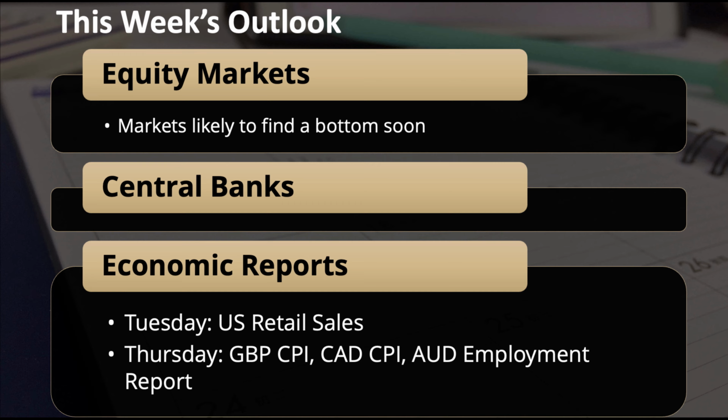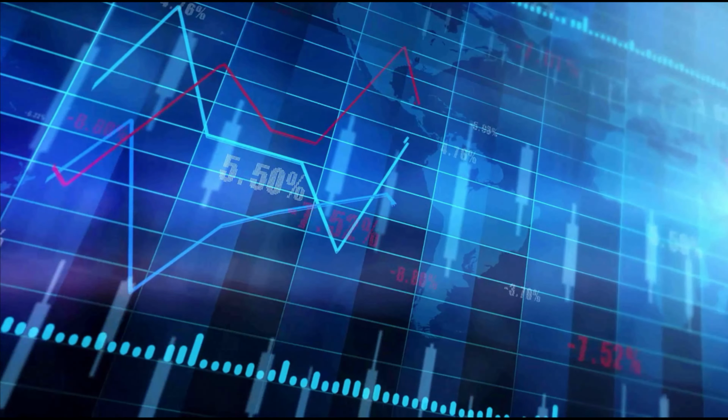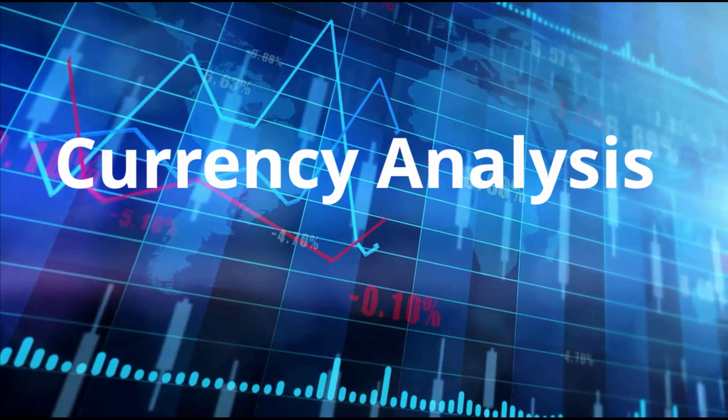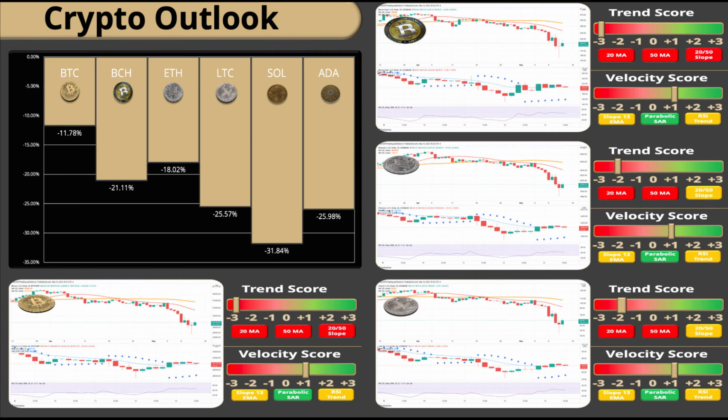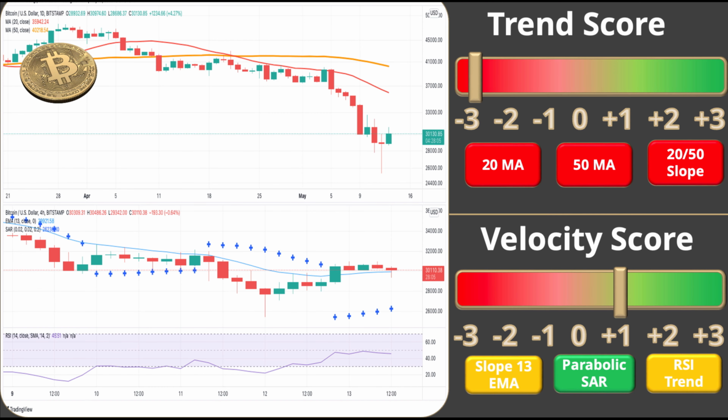So let's do a quick currency analysis and see where things are sitting right now, and then talk about some charts and look at some outlook for next week. Starting with the crypto outlook, you can see with the charts, nothing really looks good over here. As we look at the trend score, all the trend scores are sitting at about -3, which means the trend is very strong to the downside.